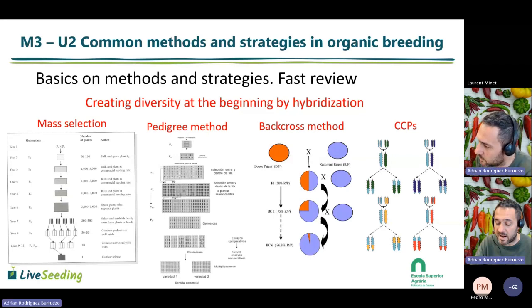And by about F5, F7, the offspring are so fixed that you can go directly to evaluate among strains, among races, among lines, and then select the best lines. And at this stage it is not allowed; it makes no sense to select within a strain, because now they are quite fixed genetically. And this is the pedigree method in summary.